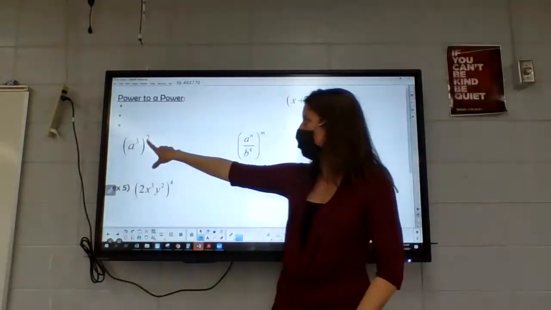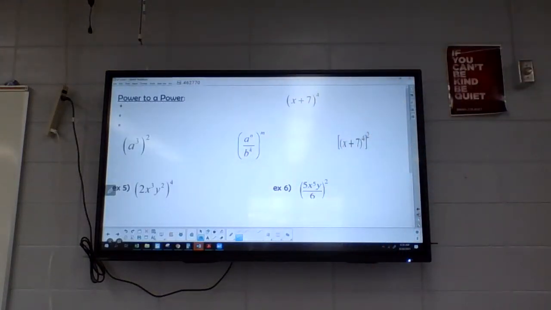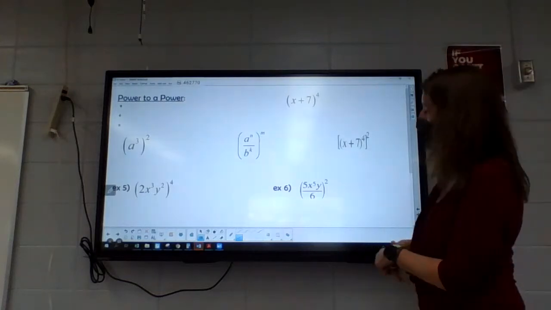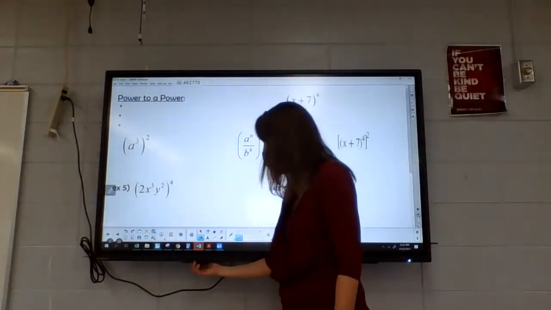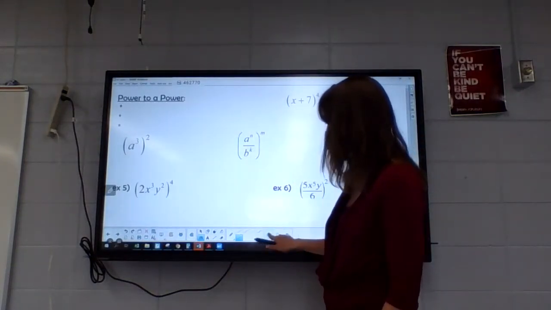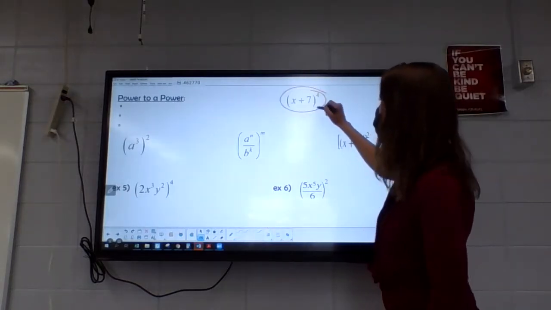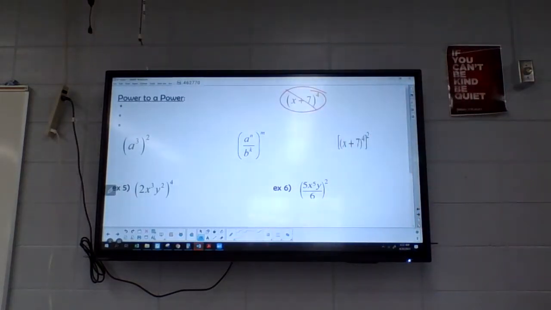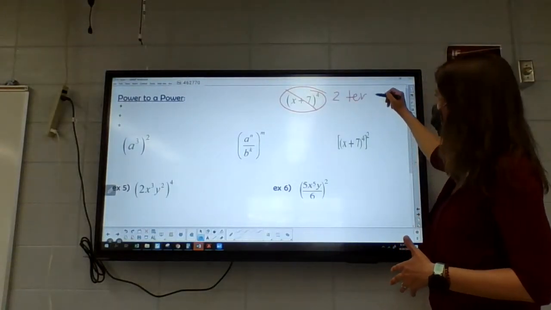It's basically we're taking a power and then raising it to another power again, which is kind of crazy and it looks weird. Now, we're not dealing with something like this today. So I'm actually putting this one up here because we're not using it, which is kind of strange. We're not doing problems like this because this one has two terms. So when you see a problem that has two terms, this rule is not applying. This rule only applies to one term.